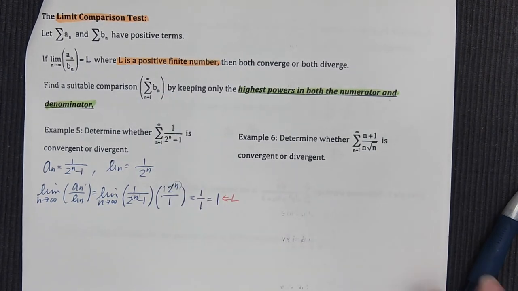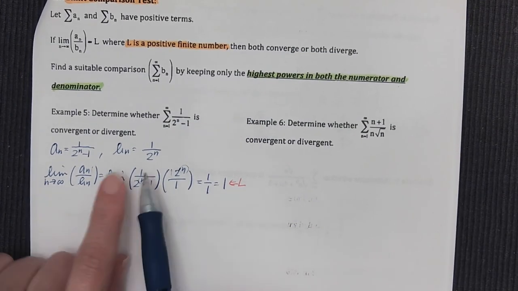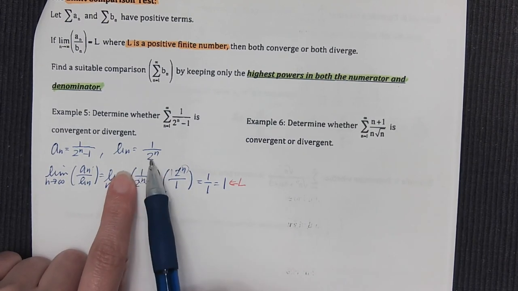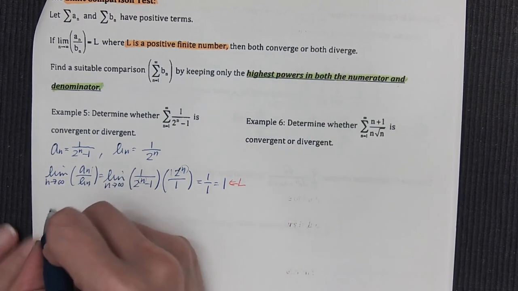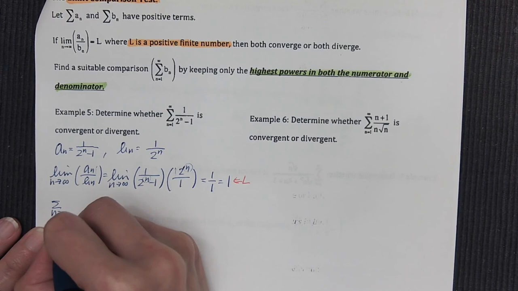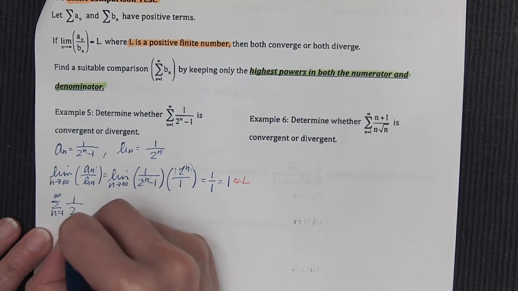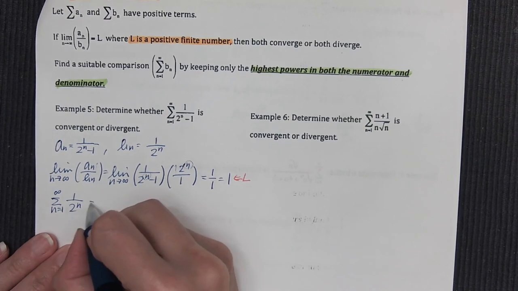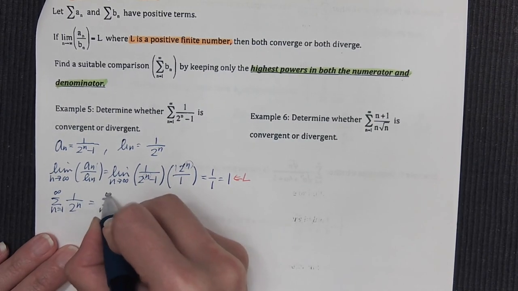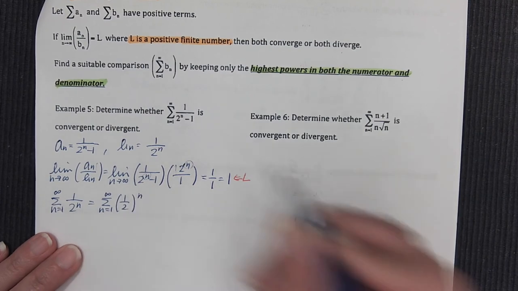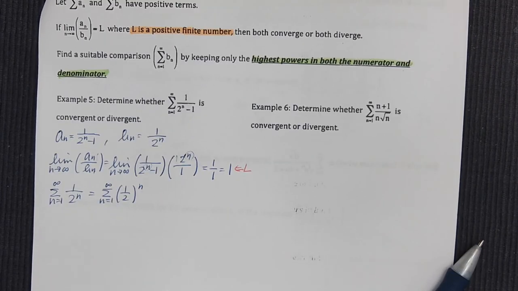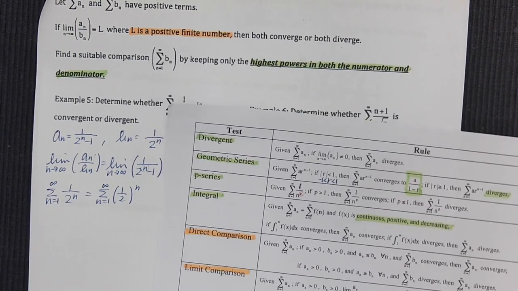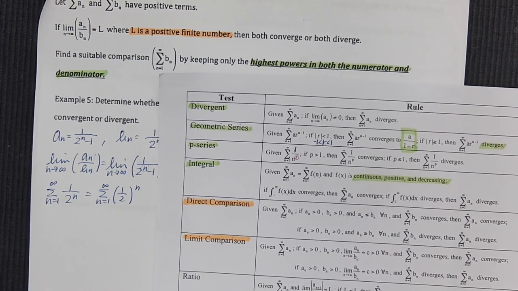So, finally, here's my final answer. What's my b_n? Is this convergent or divergent? So now, the summation from n equals 1 to infinity of 1 over 2^n. Again, which test should I use here? I want to make sure you guys know it. How do you know this is divergent or convergent? Which test is that? Divergent? Yeah.